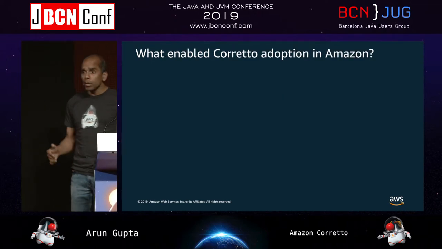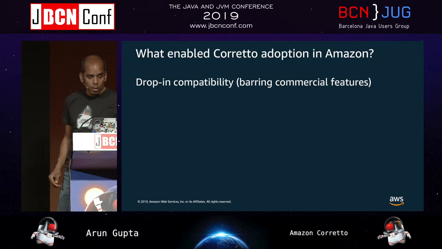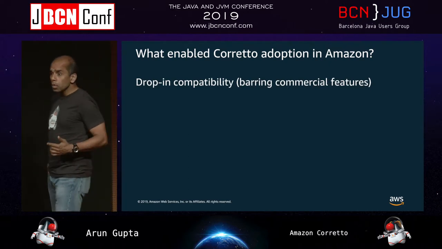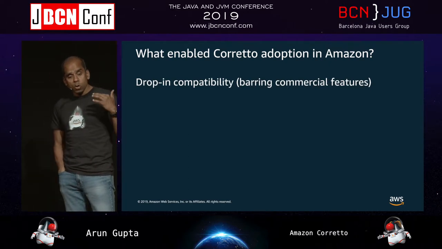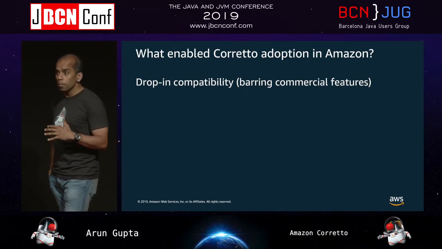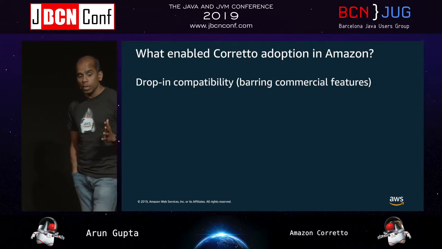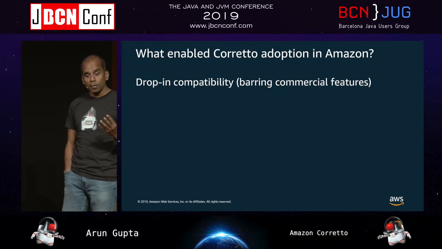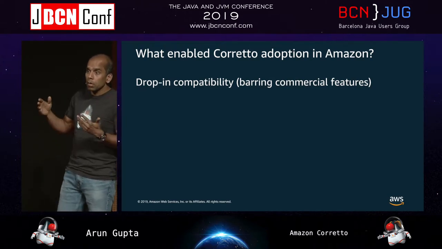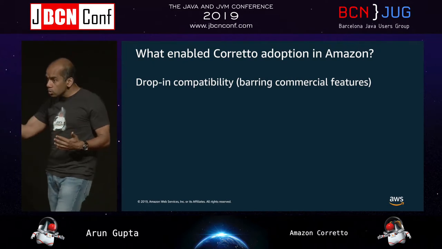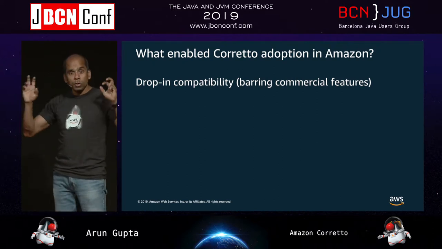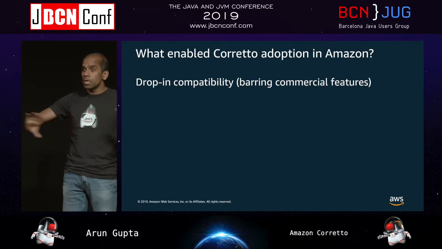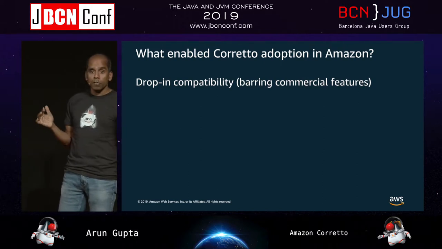So what really enabled Amazon Corretto adoption in Amazon? One of the key features, as I said earlier, was being a drop-in replacement for Oracle JDK. We were using a lot of Oracle JDK, so that was a fundamental requirement for us. Of course, the commercial features that have not been released in open source yet were the only missing features, but we were using the base JDK functionality, so that worked out for us.